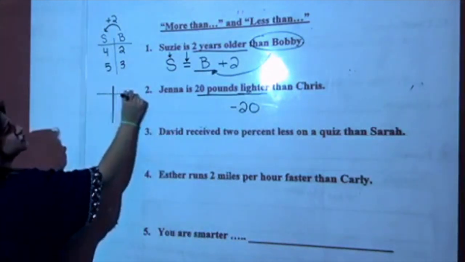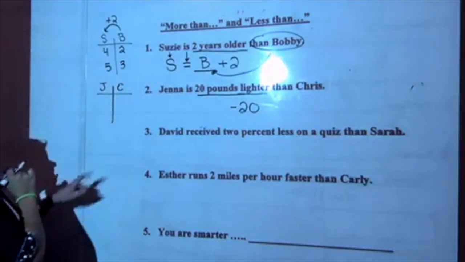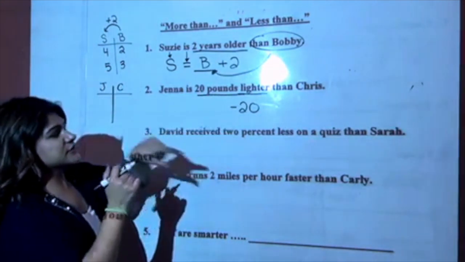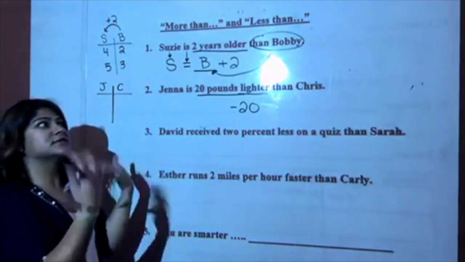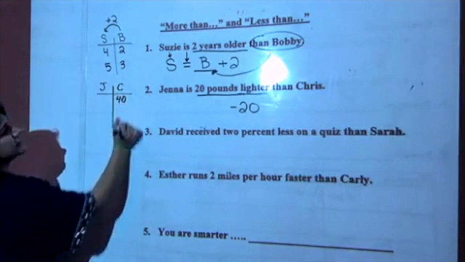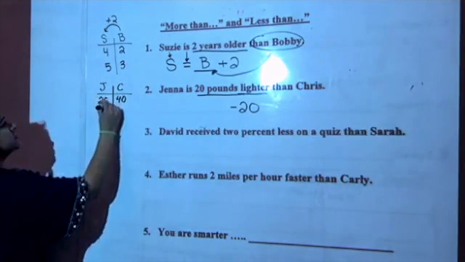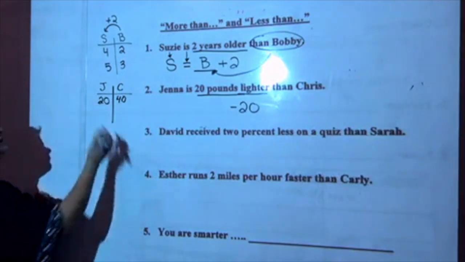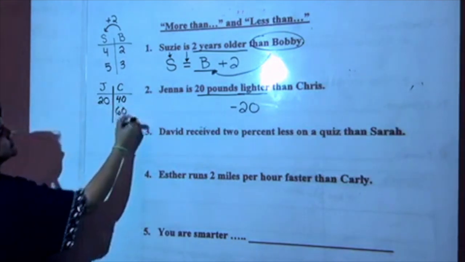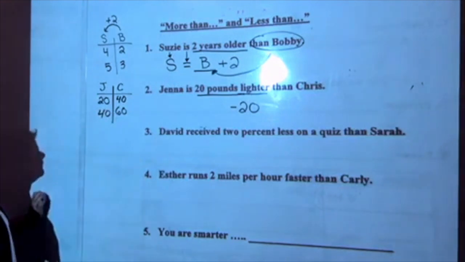I go back to my table. We have Jenna and we have Chris. Jenna is 20 pounds lighter than Chris, so I'm thinking already Jenna is smaller. If Chris is 40 pounds and Jenna is 20 pounds lighter, that means Jenna will be 20 pounds. If Chris is 60 pounds, then Jenna is 20 pounds lighter at 40 pounds.